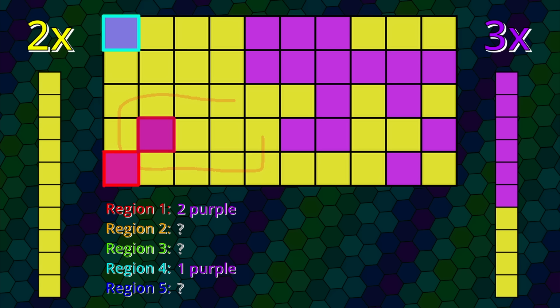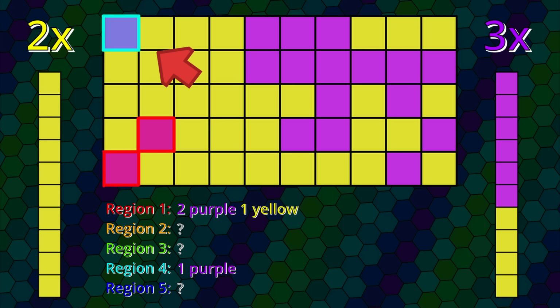Therefore, these 2 purple cells must be a part of the same region. Now, in order to connect these 2 purple cells, the region has to go through one of these 2 yellow cells. We don't know which one yet, but right now that doesn't matter, as long as we know it's one of the 2. With that, we only have 3 yellow cells left allowed to be in this region, and we need to find a way to put 4 more purple cells in this region.